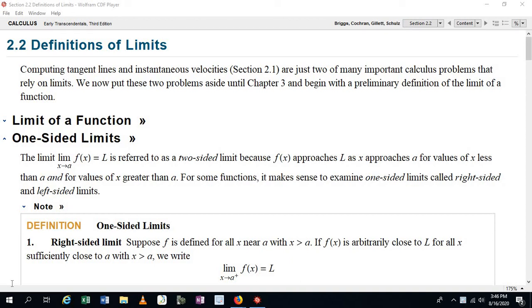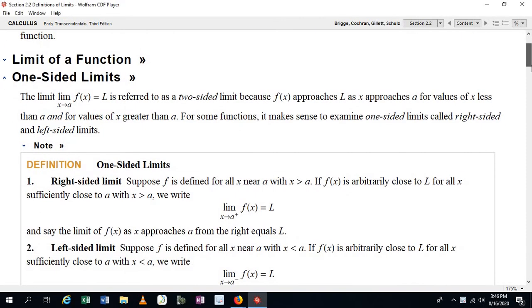Hello. In this video, I'm going to go over section 2.2, which is about limits. And it's important that we talk about limits first in calculus because it's probably the most important concept in calculus. Okay, so in this section, we're going to introduce this idea of a limit, and then we're going to talk about the various ways of finding limits.